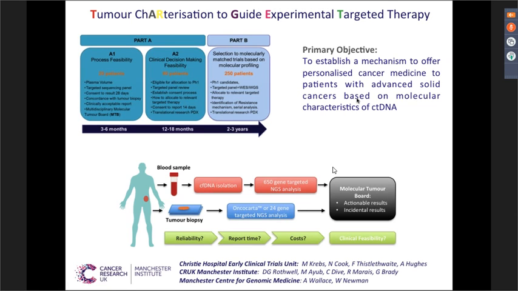So the way we do it is shown schematically here. For each patient we collect a blood sample, and there's also a tumor biopsy collected. From the blood sample, we do cfDNA isolation, and we identify potential mutations in a panel of 650 cancer-associated genes. We can then compare this to the tumor data. This is done in an ISO-accredited laboratory, but it's only looking at 24 genes. And then the question is, can we report these back to a molecular tumor board to help in clinical decision-making for these patients?